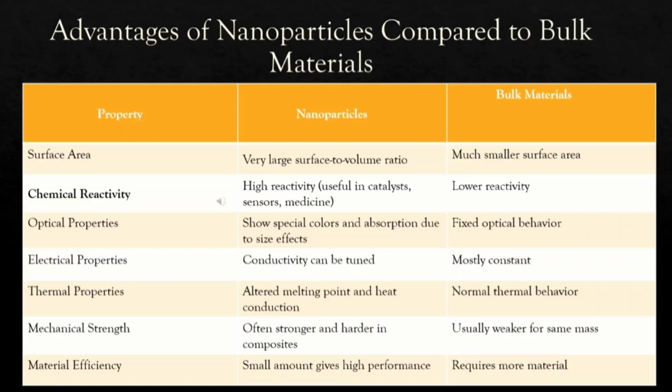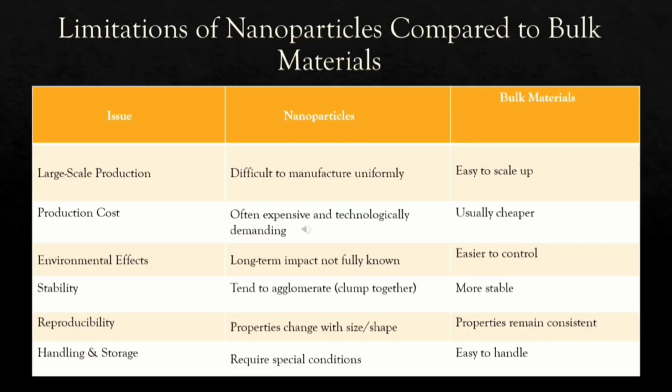And regarding mechanical strength, nanoparticles are often stronger and harder when used in composites, while bulk materials are usually weaker for the same mass. Finally, for material efficiency, even a small amount of nanoparticles can give high performance, but bulk materials often require more material to achieve similar results.